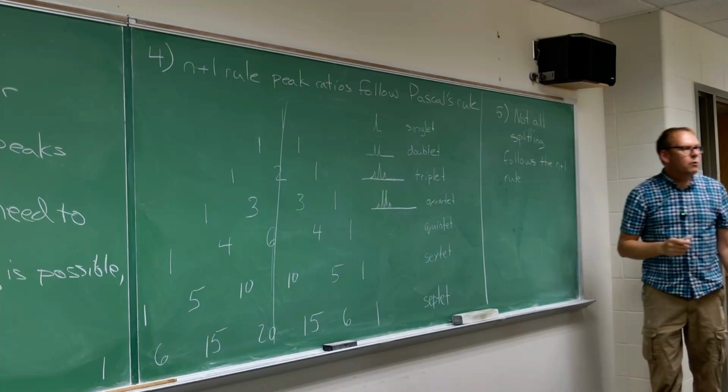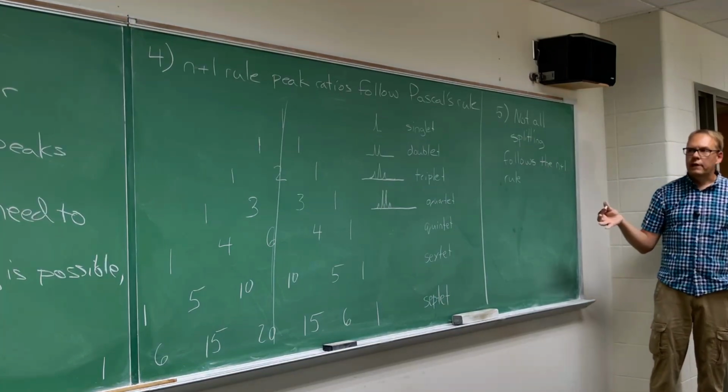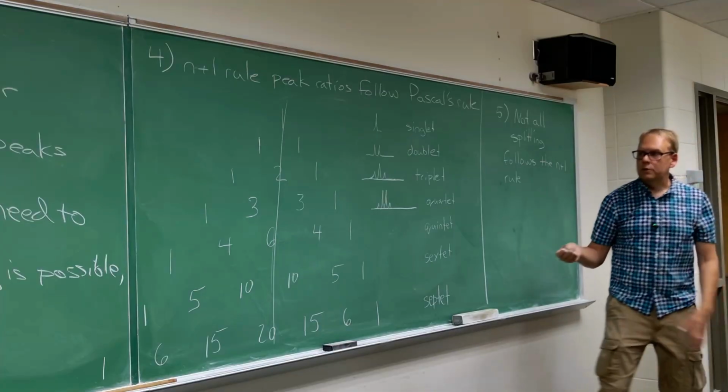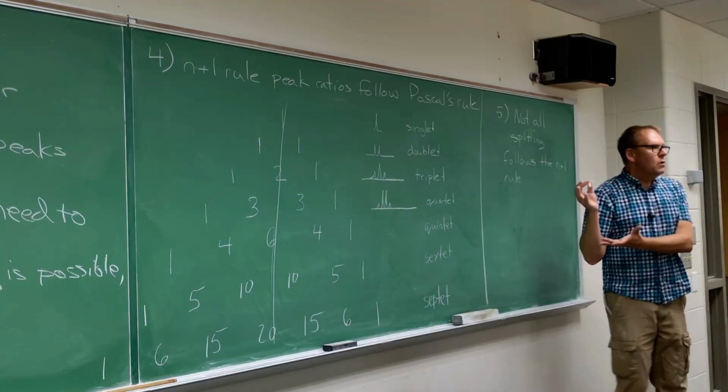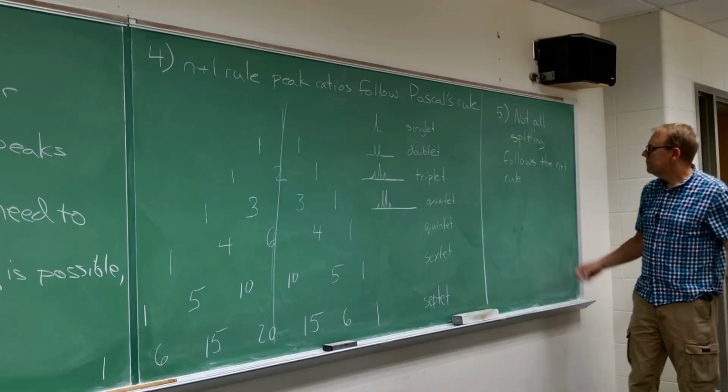Most of the examples I will pick will have splitting that follows the n+1 rule and gives multiplets that look like this. But once in a while, with real molecules especially, you're going to get complex splitting.